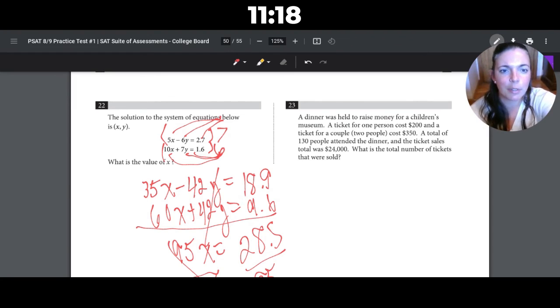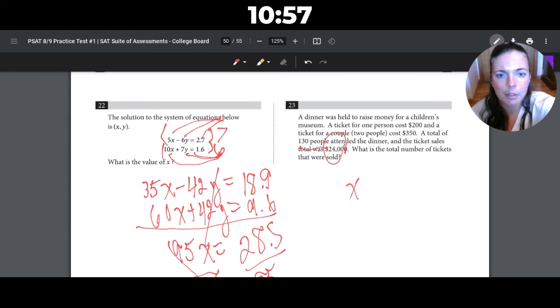Okay, 23. A dinner was held to raise money for a children's museum. A ticket for one person cost $200, and a ticket for a couple, which would be 2 people, cost $350. A total of 130 people attended the dinner, and the ticket sales was $24,000. What is the total number of tickets that were sold?